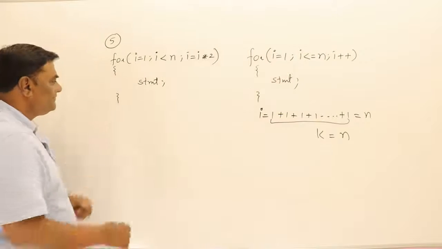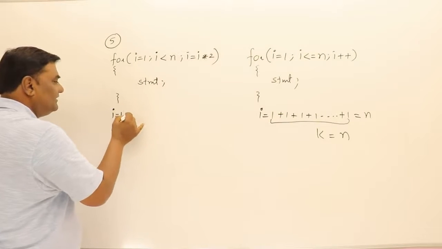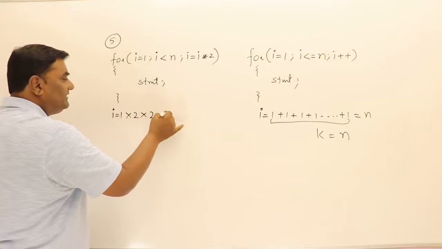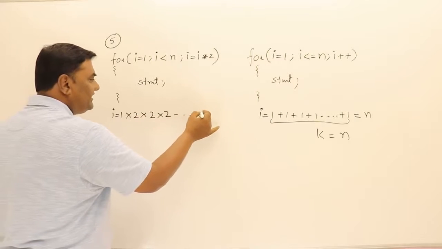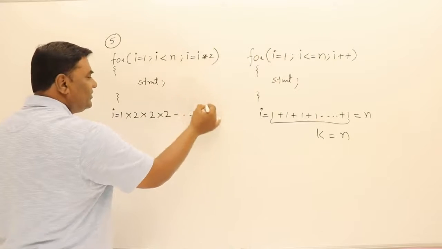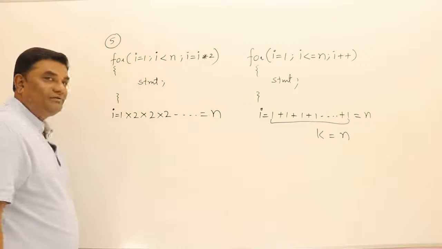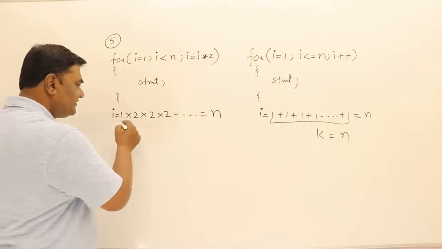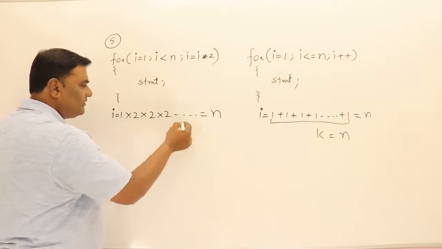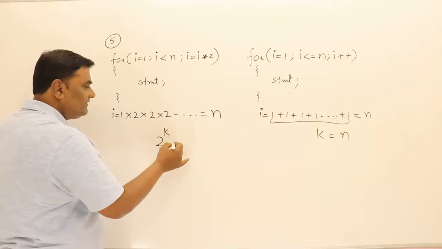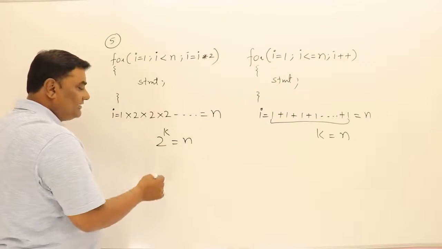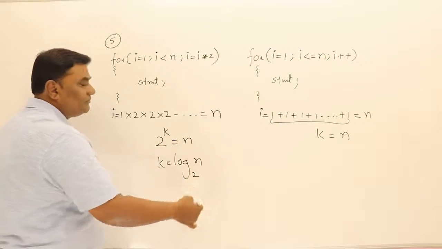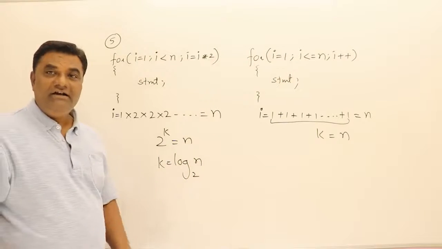Now let's take this one. I is initially 1, then next time into 2, then again into 2, then again into 2, up to some times. So finally it will stop when it becomes greater than or equal to n. Then how many times is this? Let us say k times. So what will be the result? This will be 2 power k, that will be equal to n. So k is how much? Log n base 2.